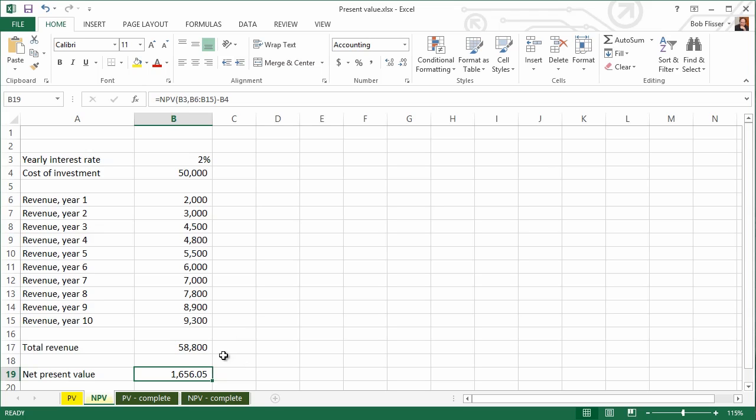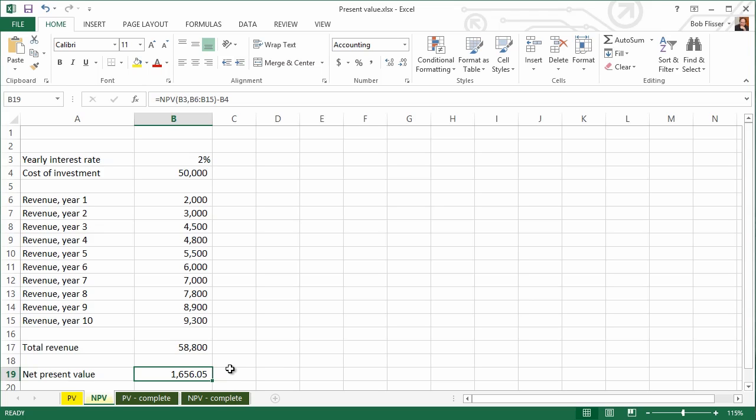Now, take a look at something here. This total revenue didn't come into play in the formula at all, but I put that in there just so you could see that 58,000 and that 1,600. Because on the surface, if you were not to do this net present value calculation, you might say, okay, I'll spend $50,000, and then at the end of 10 years, I'm going to get almost $60,000. Wow, that's a really great deal. Well, yeah, you're coming out ahead, but you're not coming out ahead like gangbusters. You're coming out ahead a decent amount.